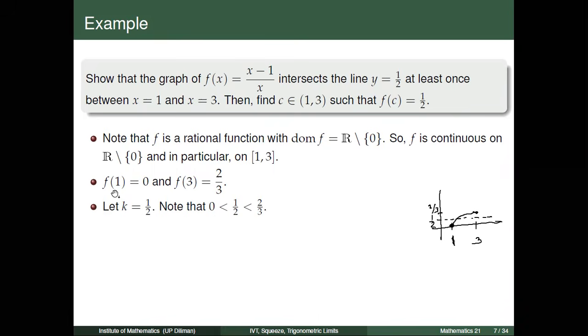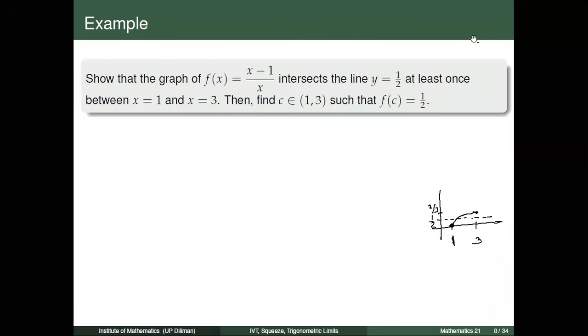Because f is continuous on [1, 3], and 1/2 is between the values at the endpoints, then by the intermediate value theorem, there exists c between 1 and 3, such that f of c equals 1/2. Now, we are also asked to find the value of c. So in this case, we just solve the equation f of c equals 1/2.